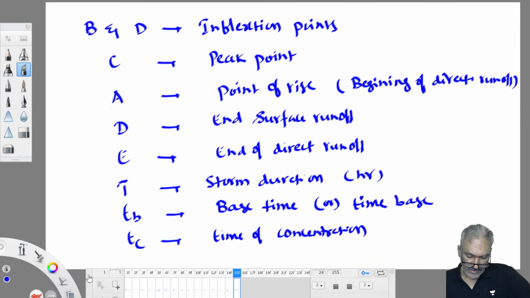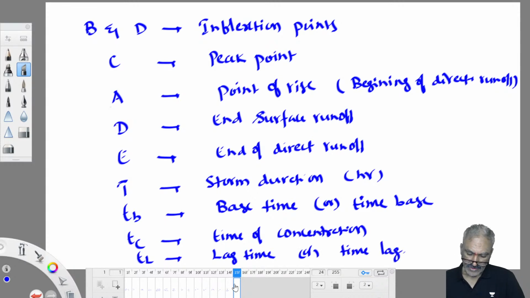And one more we discussed there. What is that? TL, lag time. Time lag. Okay? So this many components are there in a hydrograph. So they'll ask questions from this as well. Understood now? Some people denote it as TP or TL also. Okay, no issue.